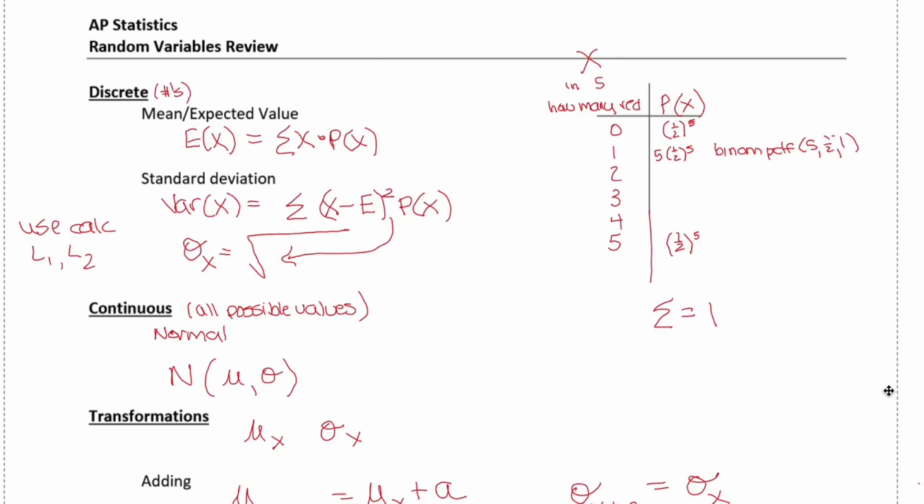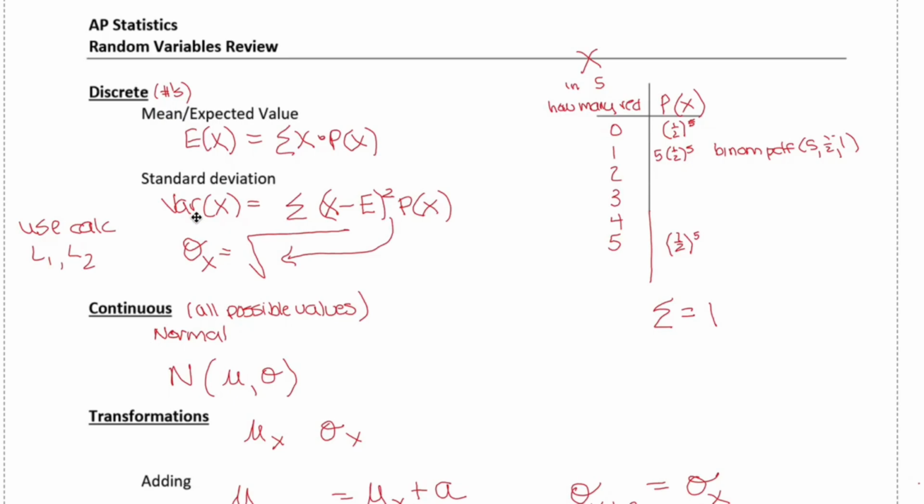This is our 5th review session for AP Stats Final Review, and today we're going to focus on random variables, basically Unit 5 stuff. So first, discrete variables. Discrete just means whole numbers. The mean or expected value for discrete variables is the summation of x times probability of x.